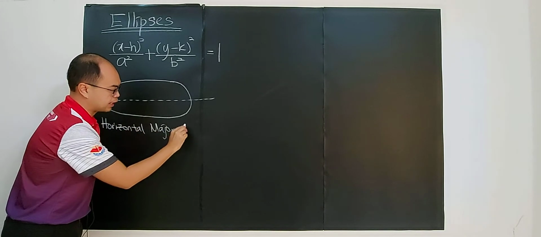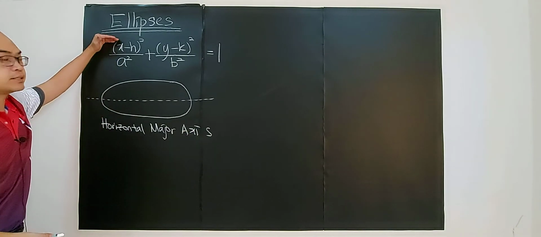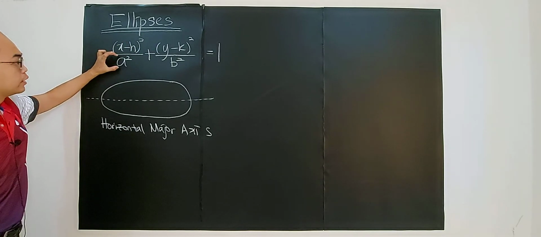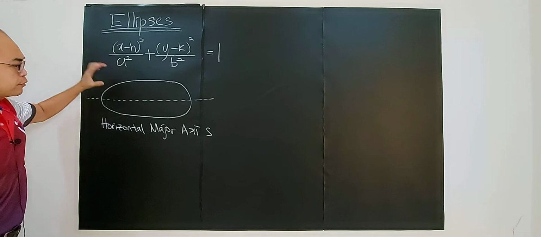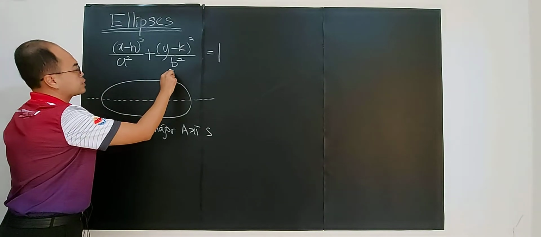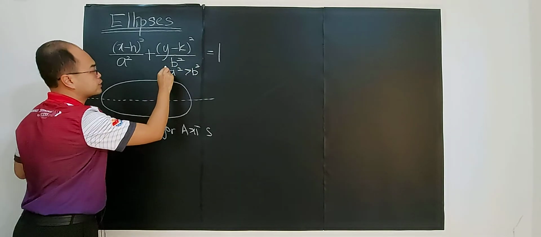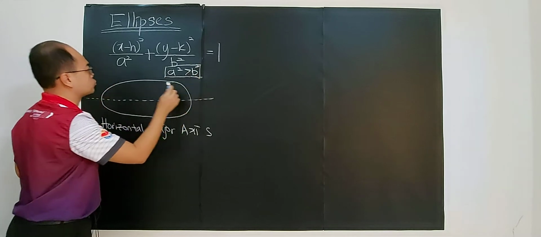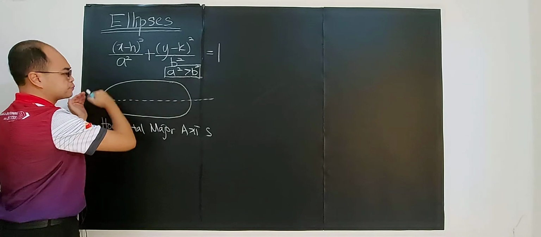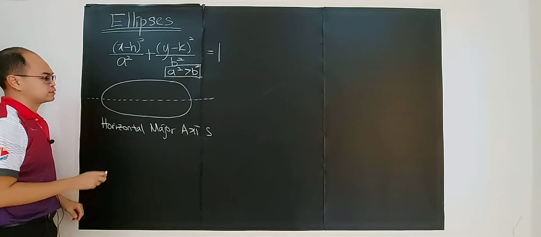In all my lessons, I will use a squared under the (x minus h) squared. Then we can say that this is a horizontal major axis, with a squared greater than b squared. Always have a squared greater than b squared, meaning that the value here will be bigger than the value here. Then the ellipse will have a horizontal major axis.